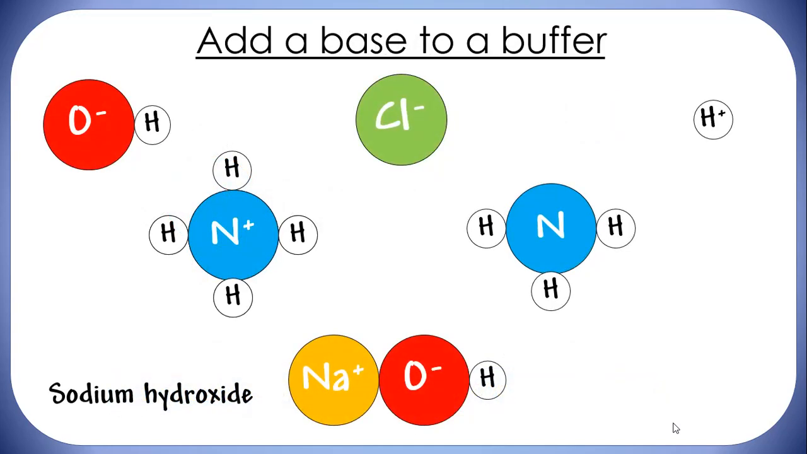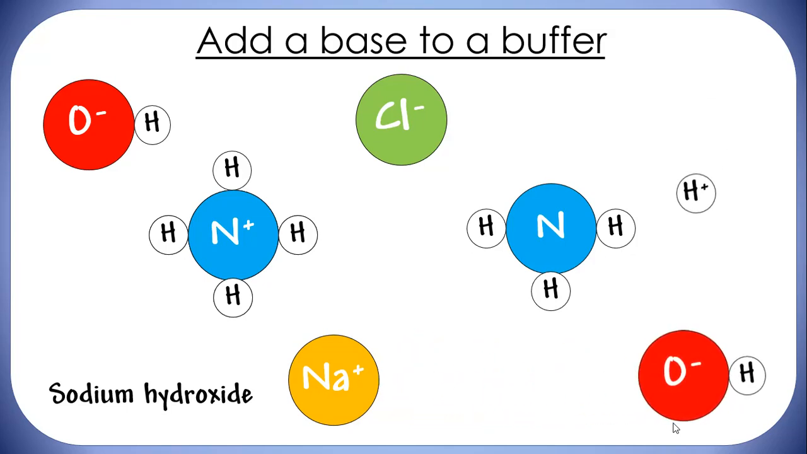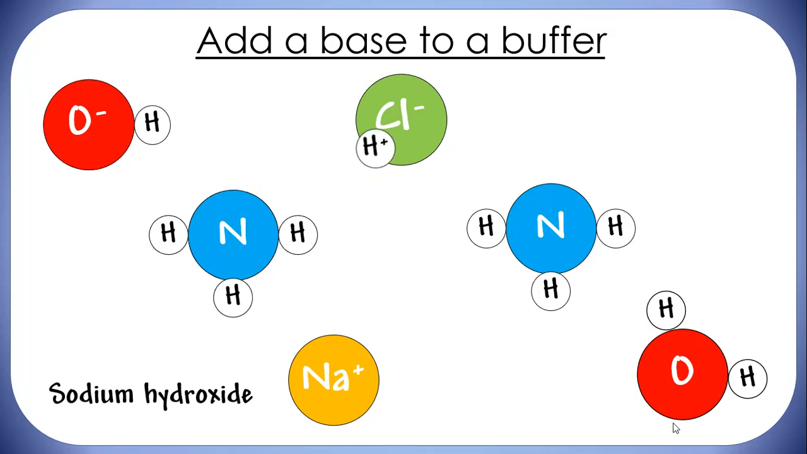If you add a base to a solution, like sodium hydroxide, it wants to pull hydrogen ions out of the solution. But when you mix it into our ammonium chloride buffer, more of these can be generated by ammonium ions dissociating. In that way, the number of hydrogen ions in solution stays roughly the same even after adding a base.